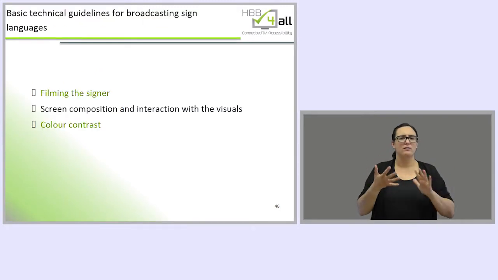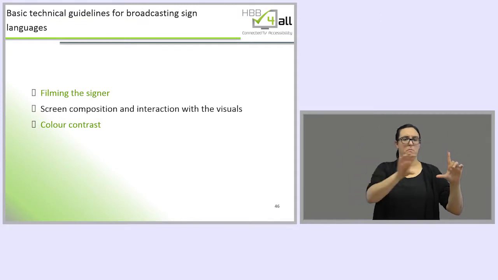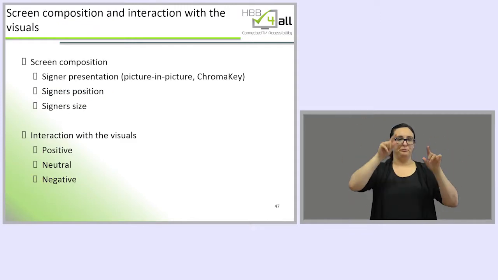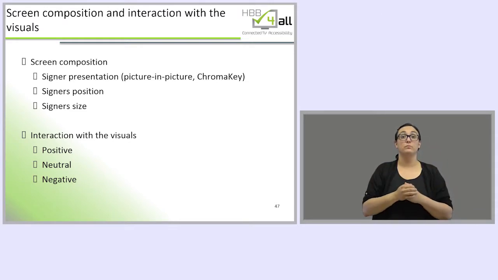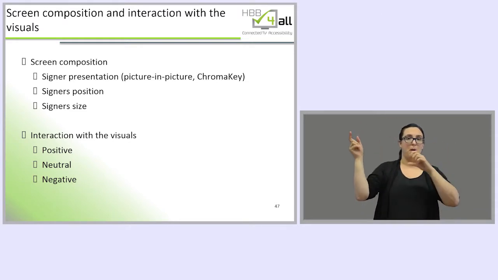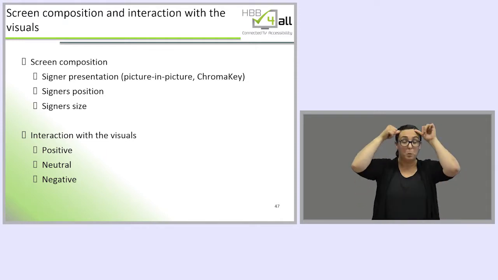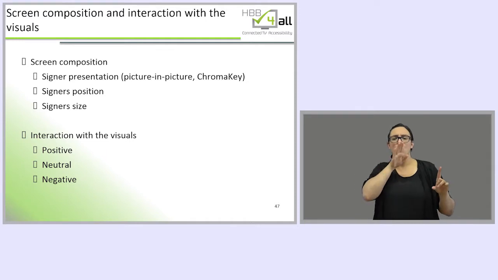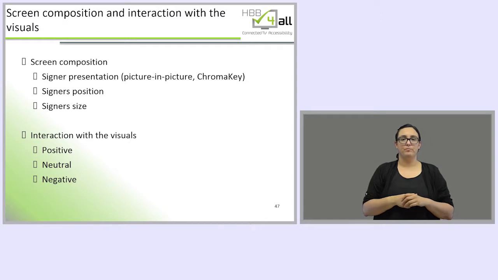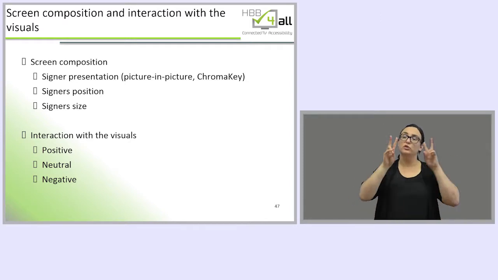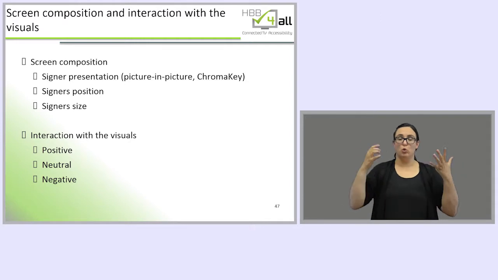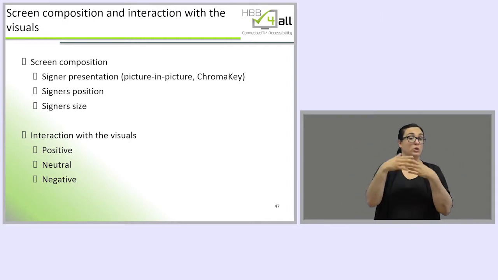Okay, now we will talk about the screen composition and the interaction with the visuals. Regarding the screen composition and interaction with the visuals, we are going to discuss the designer's presentation on screen, that is, using picture-in-picture technology or using chroma key, for example. The designer's position on screen, like right, left, up, central, or bottom. And also the interaction with the visuals, which can be regarded as positive, neutral, or negative.